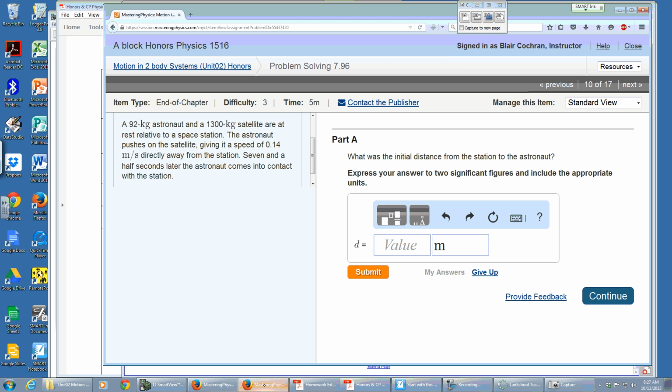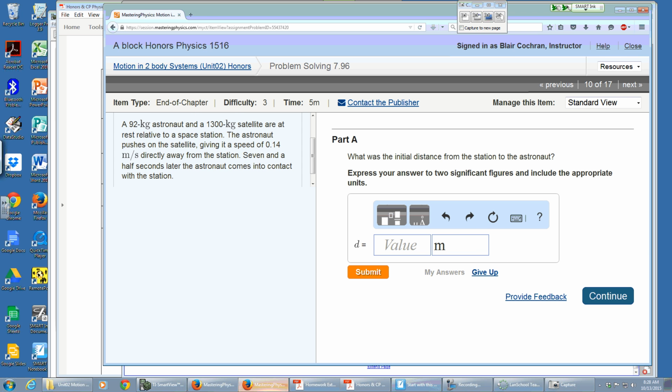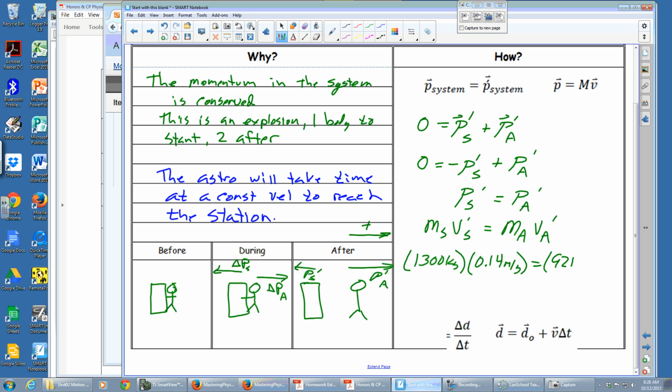Let's see, what information they give me. They give me each inertia and the speed of the satellite. Actually, the velocity of the satellite. So let's go back here and put those things in. 1,300 kilograms, 0.14 meters per second equals 92, was it? 92. 92 kilograms. VA. So VA prime equals, let's see.